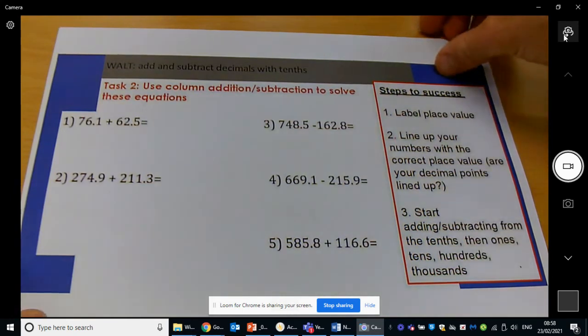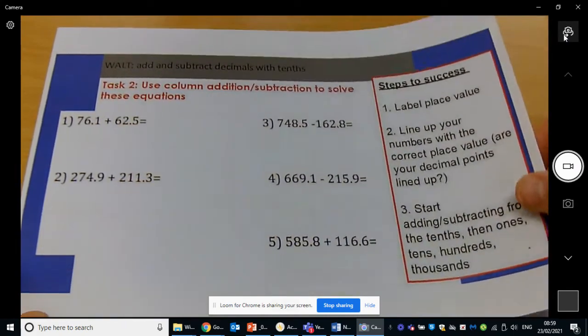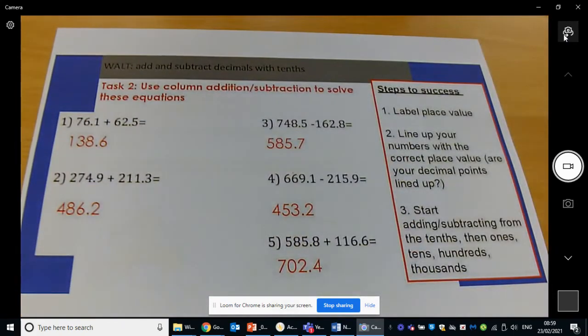So let's see how you got on. Did you remember that decimal point? Here are the answers. If there are any that you've got dramatically wrong, think, oh no, have I added instead of subtracted? Have I subtracted instead of added? Have I remembered that decimal point?